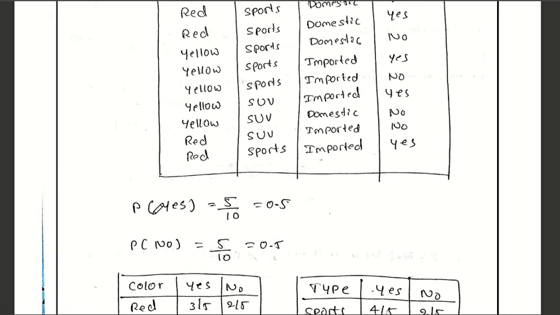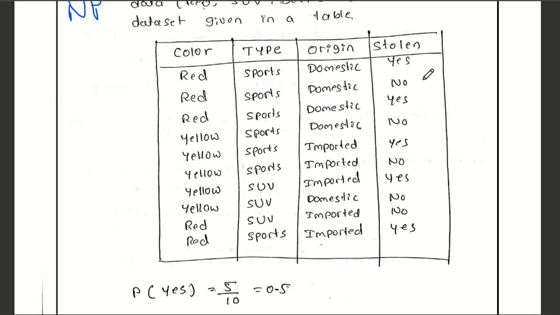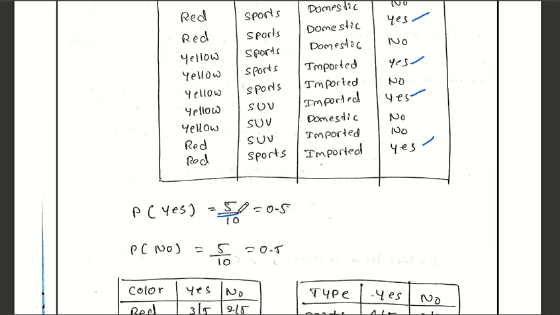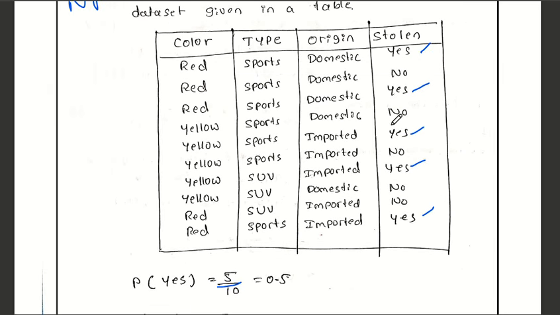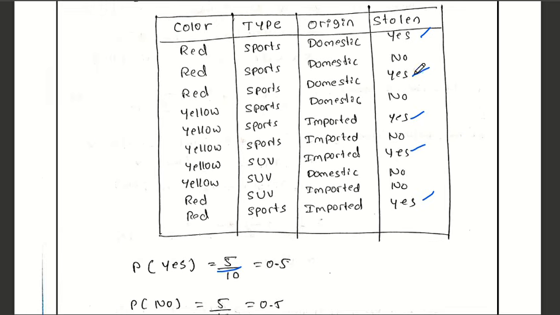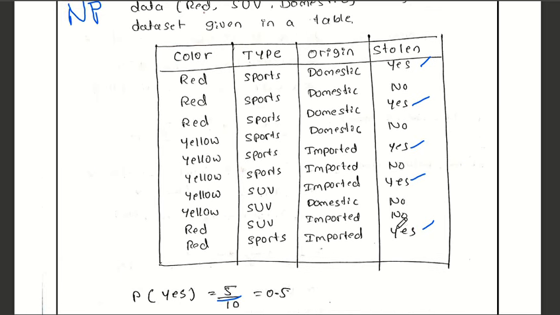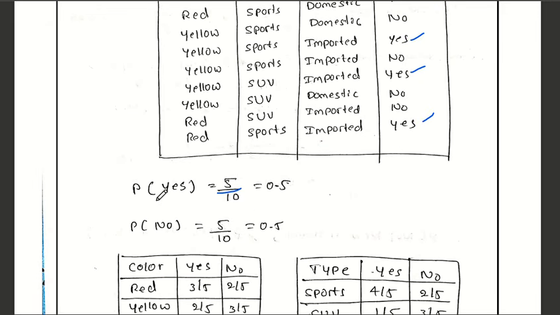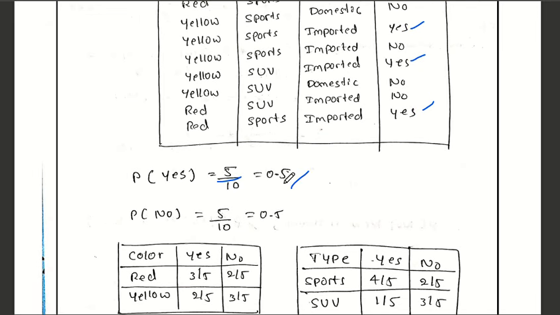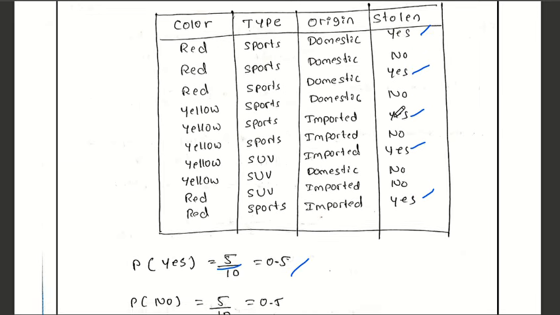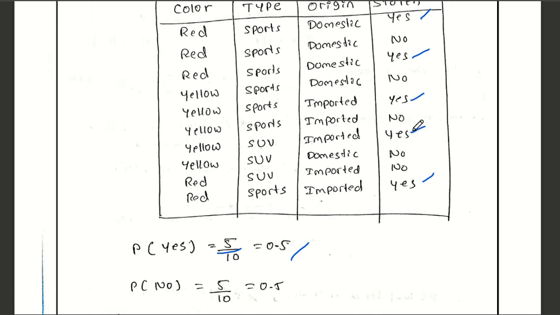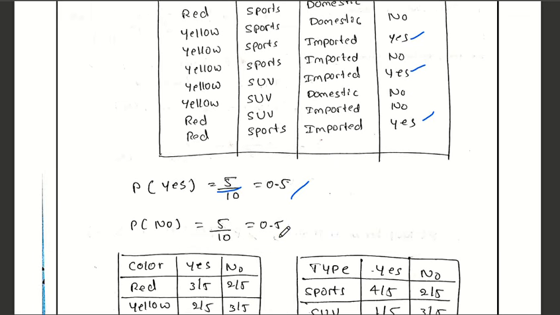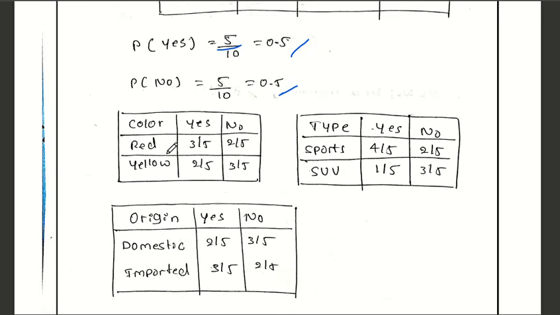Here you need to find the probability of yes. The number of yes is 1, 2, 3, 4, 5, so 5 out of a total of 10 instances. So the probability of yes is 0.5. Similarly, other than yes, all are no. So again 5 divided by 10, 0.5, is the probability of no.